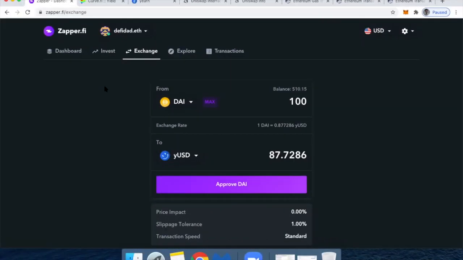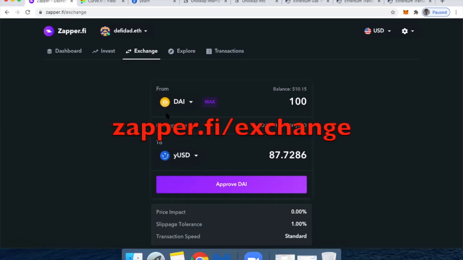So that's all I've got for you today. If you want to try this out yourself, go to zapper.fi/exchange, and this is where the new DEX aggregator can be found.